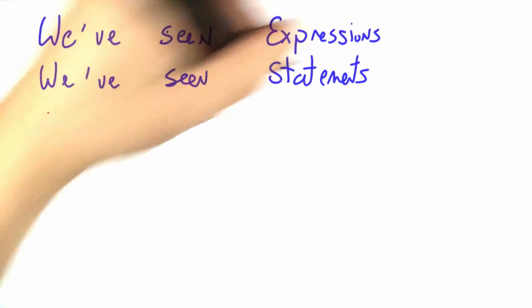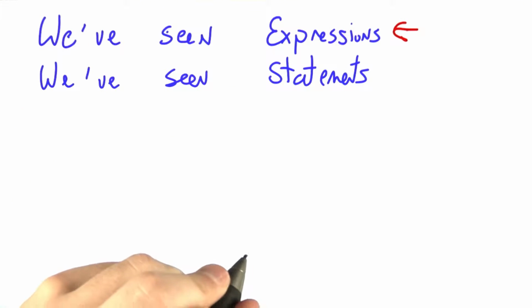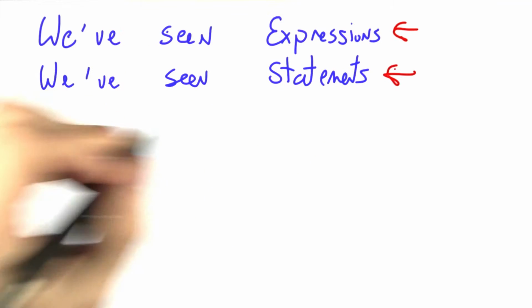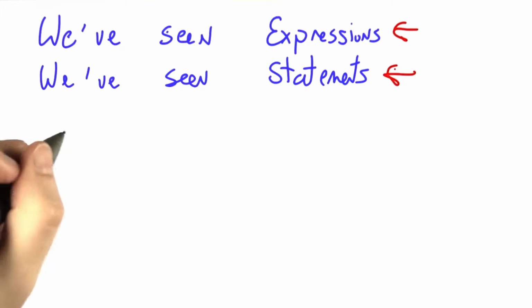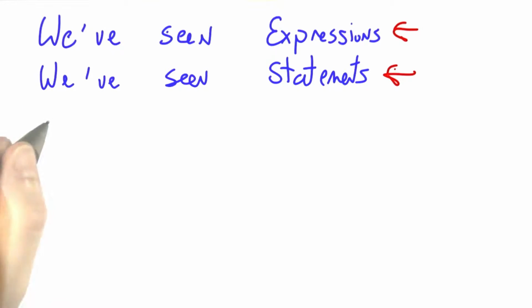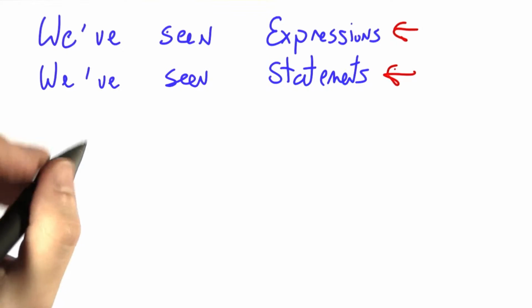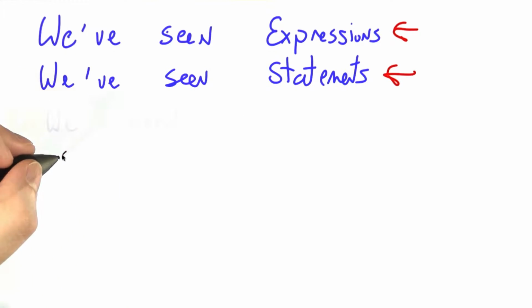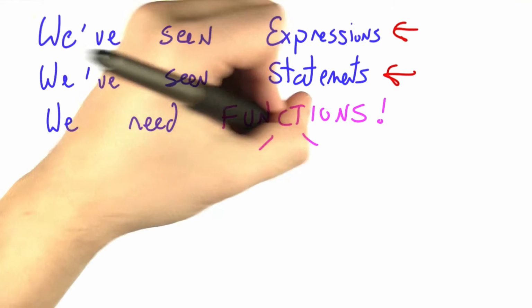So now we've seen how to do expressions in our formal grammar for JavaScript, as well as statements like the assignment statement or the return statement or if then else. But we are not done. There is one last key element of a computer program. We need functions. And this splits into two parts.